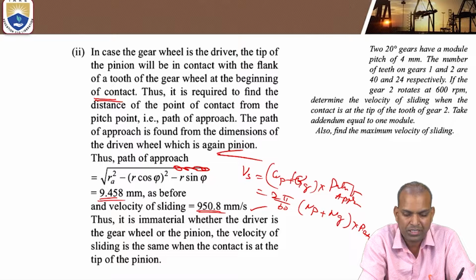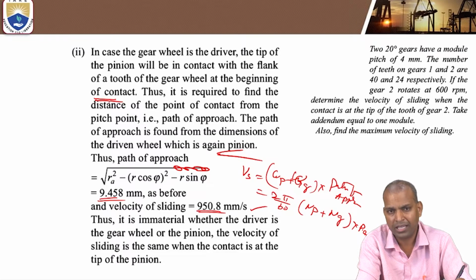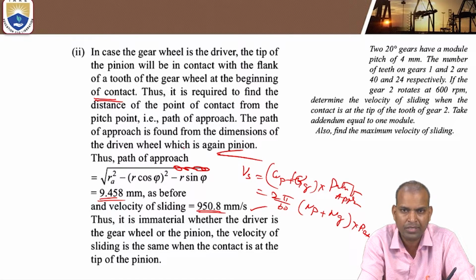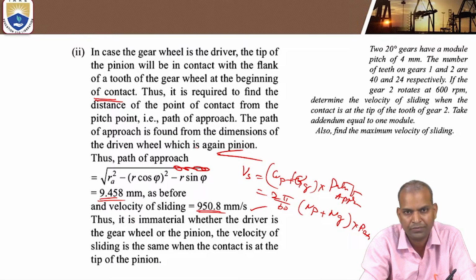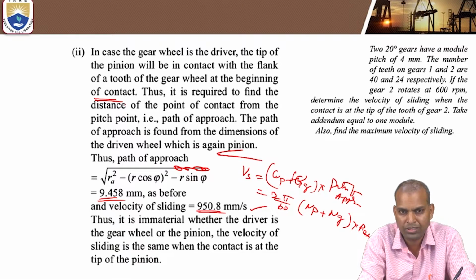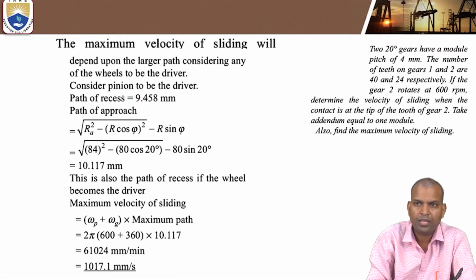So if we consider the driver wheel is the pinion, the velocity of sliding is observed as 950.8 millimeters per second. And if the driver wheel is the gear, then the velocity of sliding is the same as before in case 1. So it is immaterial. That is the conclusion. Whether the driver is either gear or pinion, the velocity of sliding equals 950.8 millimeters per second. That is the conclusion from this problem.